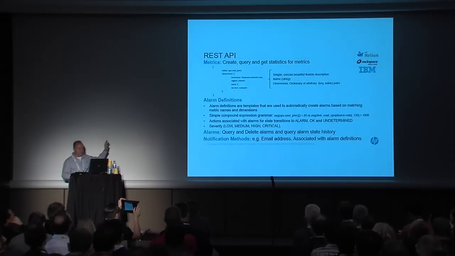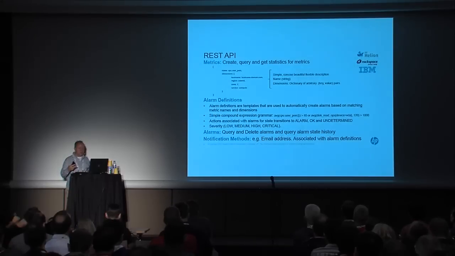You could have resource ID, cloud tier, anything you want in there, device, HTTP URL, if it's an active check, et cetera. We support creating alarm definitions. This is somewhat unique in Monasca. We create alarm definitions. We don't create alarms.